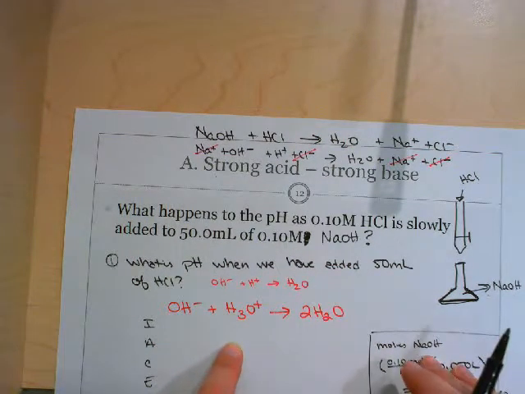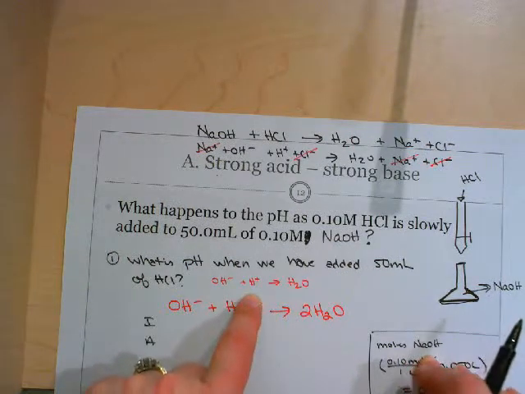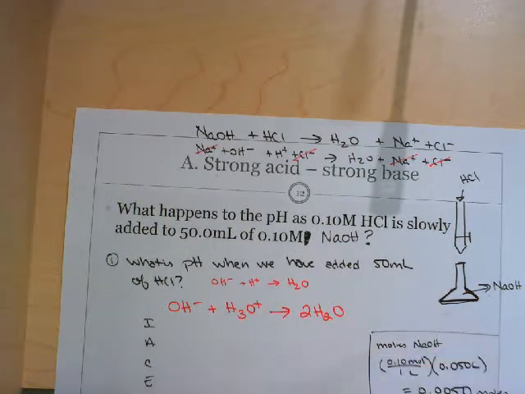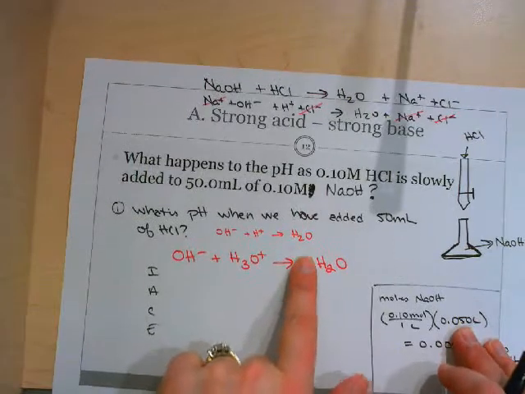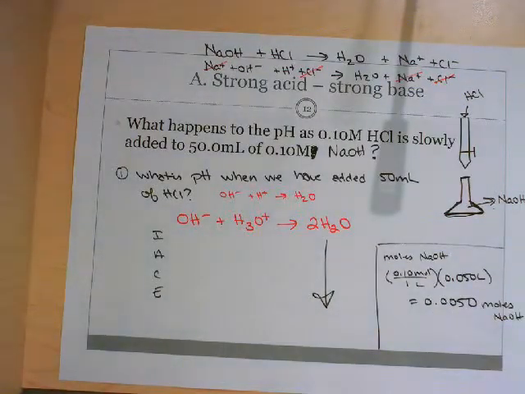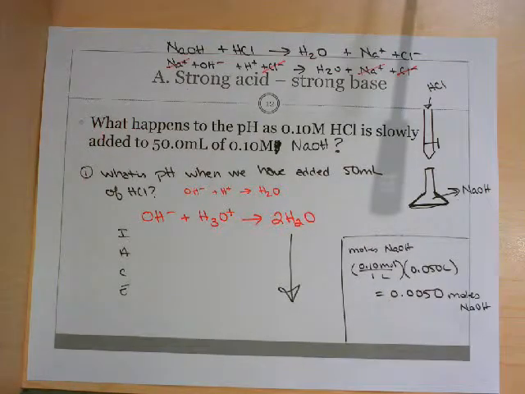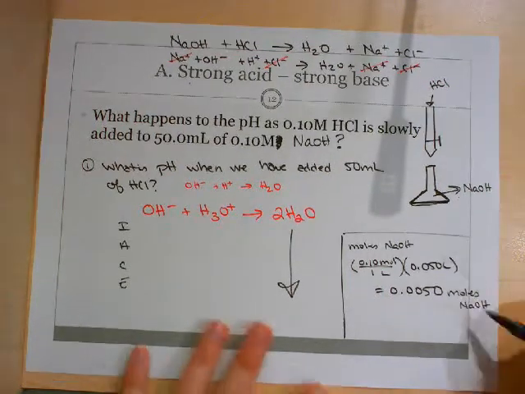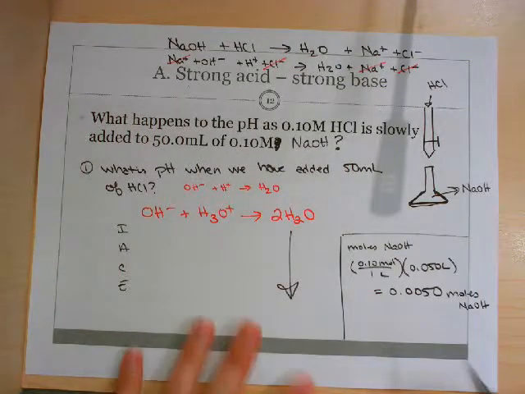I prefer H3O. If you wanted to write it as just a plain H, that would be okay. It would just be one. It wouldn't matter, because this is water, and the number of waters don't matter. Yep. Questions on that? Okay. If I have this many moles of sodium hydroxide, I would do the same thing to find the hydrochloric acid.